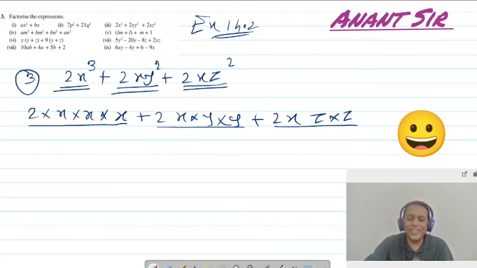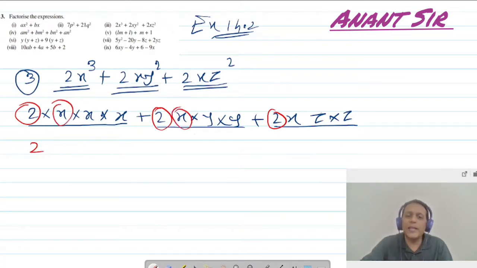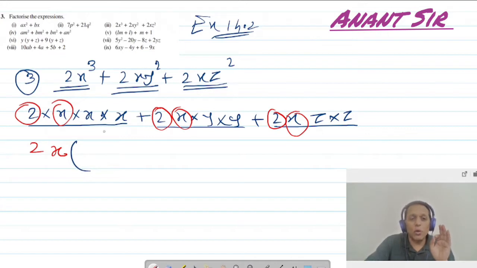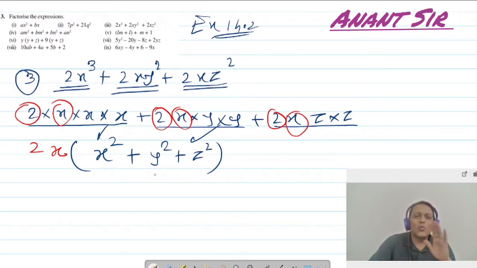So in all the three terms, what is it that I can take common? 2 is there in all the three terms, so I can take 2 common. Now x is there also in all the three terms, so I can take x also common. Now there is nothing that I can take common from all the three terms. So what remains in the first term is x into x, that is x square. What remains in the second term is y into y, that is y square. And what remains in the third term is z into z, that is z square. So this is the final answer, friends, for this question.